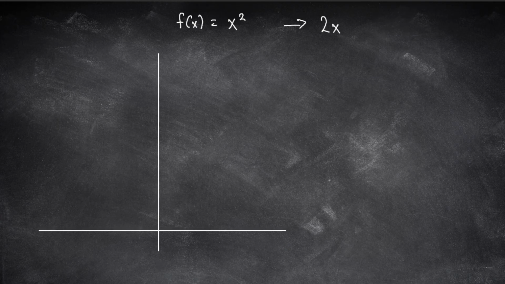Let's say somewhere right here. Okay, so we have some kind of parabola. Not really well drawn, but it's fine. So let's say we call this point x equals 1. So how do we find the derivative at this point?